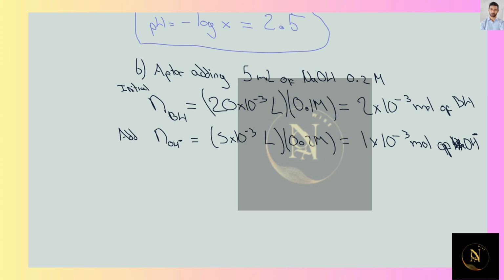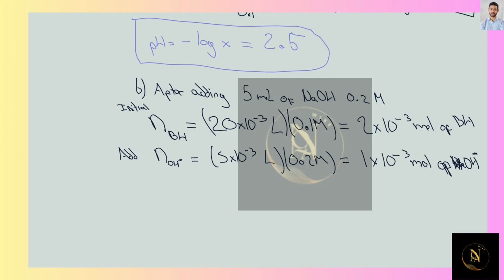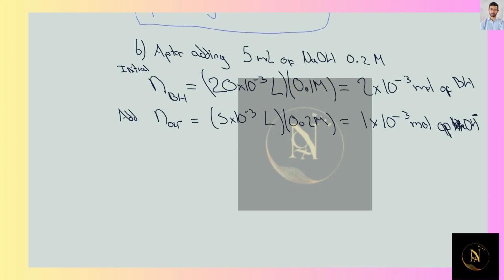And what happens when we are titrating a weak acid with a strong base and we're in the halfway point? We know that the pH is going to be equal to the pKa of our acid. In this case, the pKa of the acid is minus logarithm of 9.8 times 10 to the minus 5. So the pH is going to be 4.